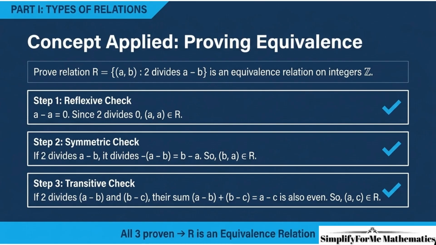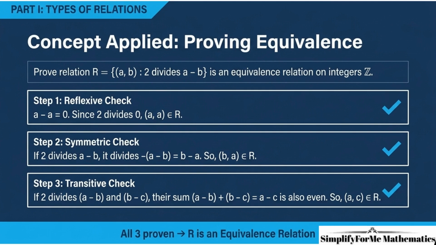Let's apply what we've learned and actually prove an equivalence relation. The given relation is: A is related to B if A minus B is divisible by 2. First, reflexive. Any number minus itself is 0, which is divisible by 2, so it is reflexive.